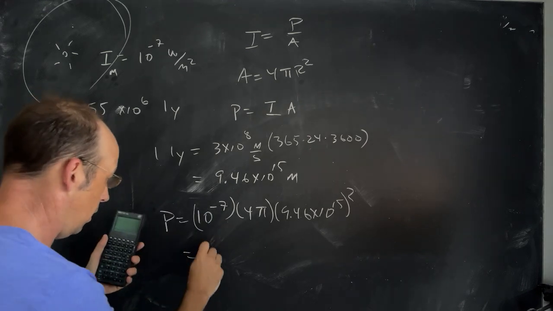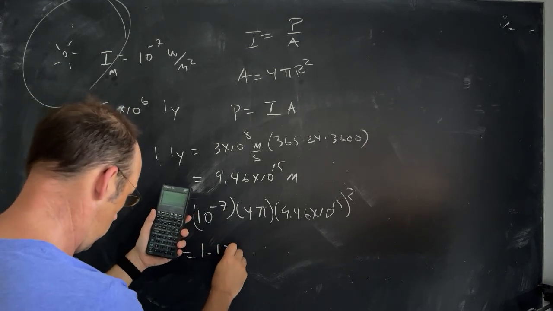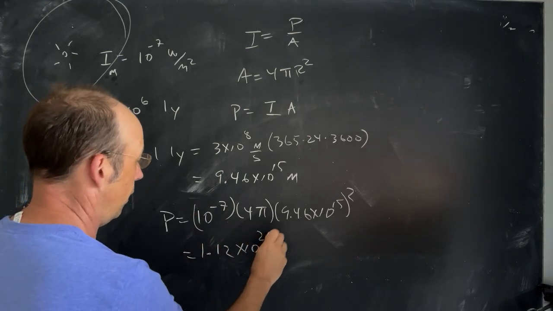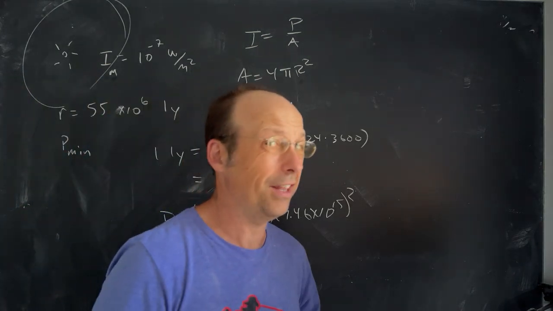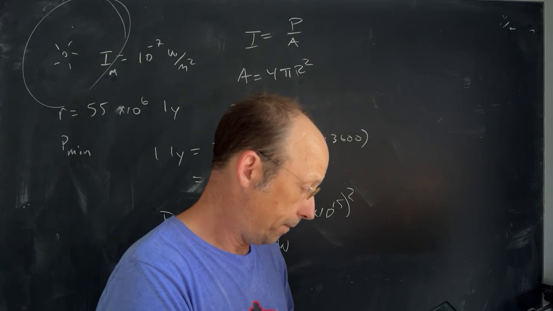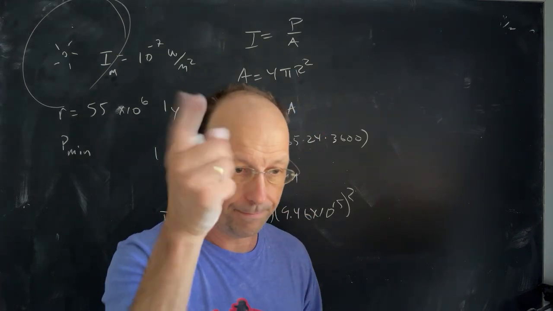I get 1.12 times 10 to the 26th watts. That's the power output of the star. And a supernova, I think, is way higher than that. But there you go. Star problem.